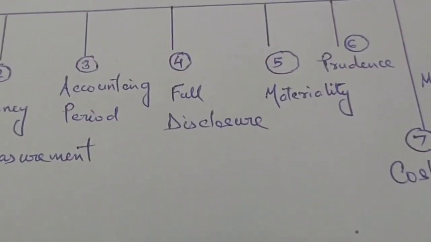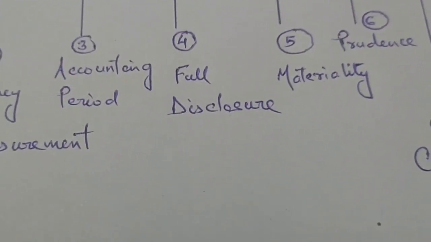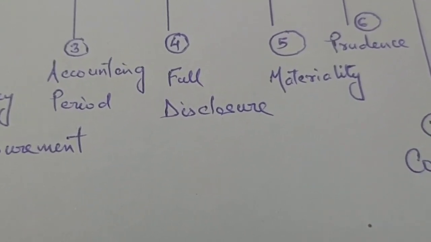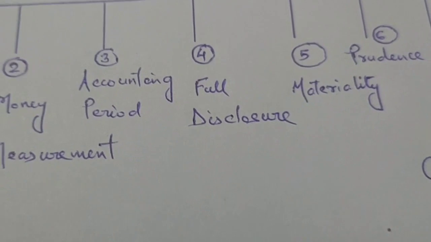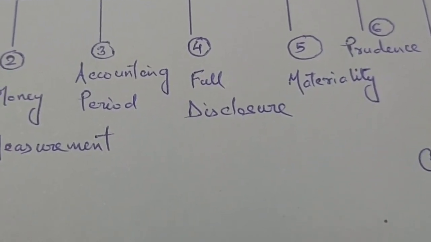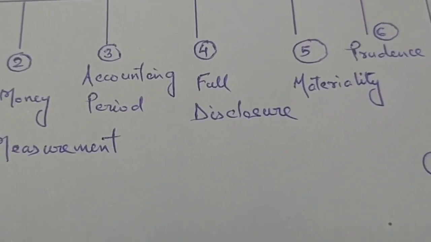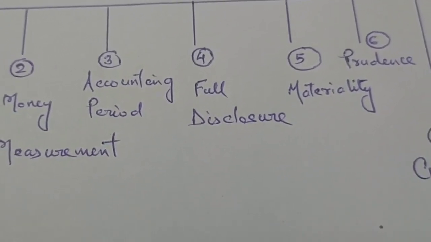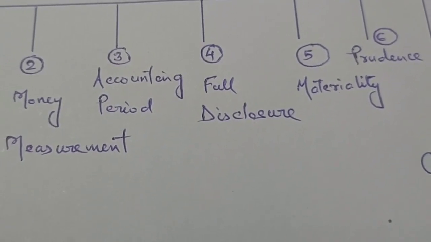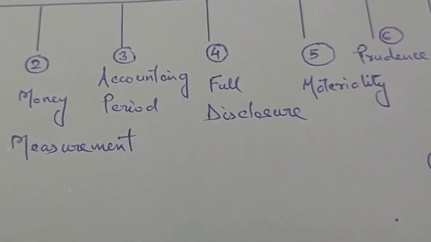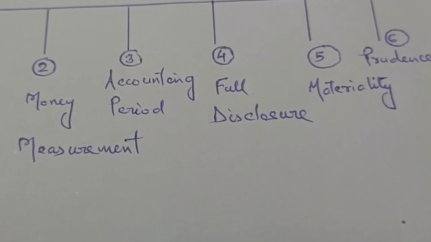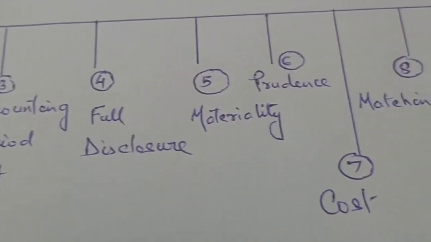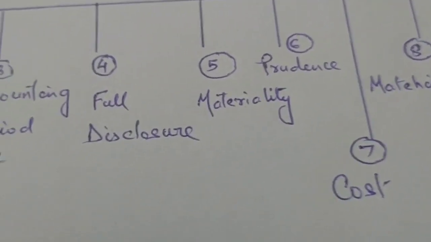Coming to the next convention, money measurement. What is money measurement? In accounting, we record all the transactions in monetary form. We cannot record that the business firm has 10 trucks and 20 bighas of land. No, we will convert these things into money, because money is the only common unit through which we can add or subtract all the things and find out the correct profit and correct financial position of the business. The third convention is accounting period.